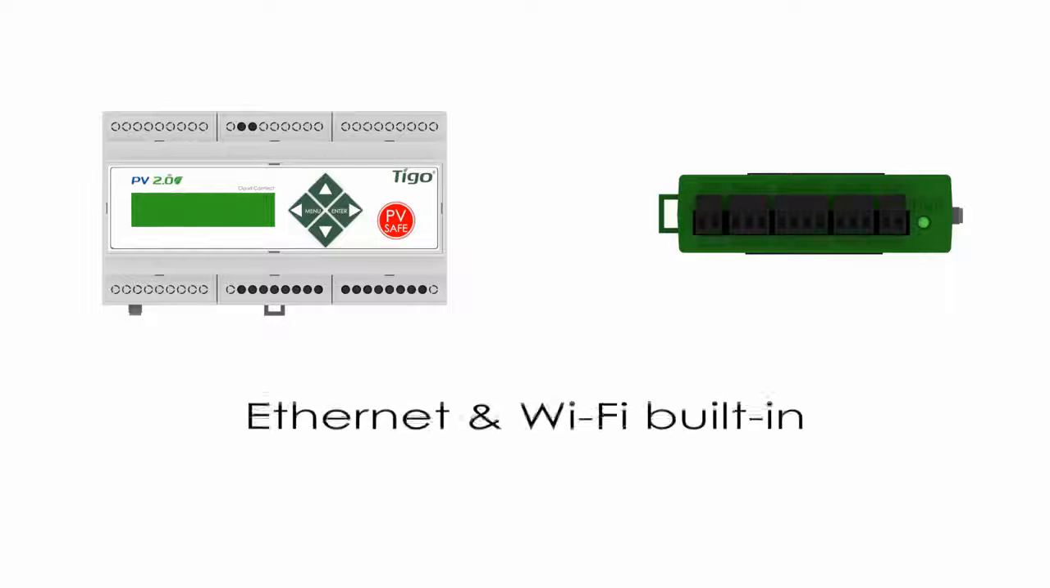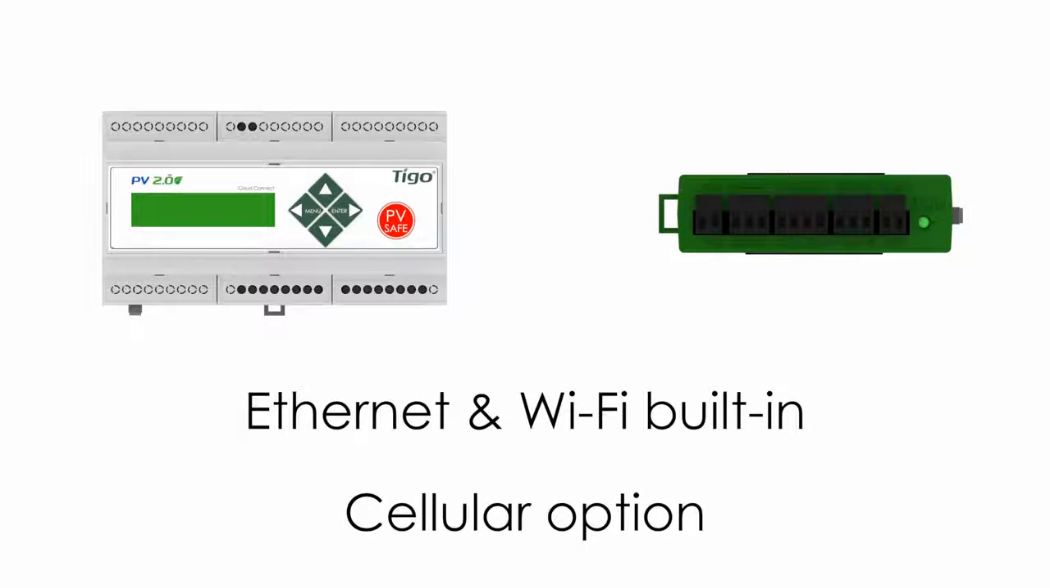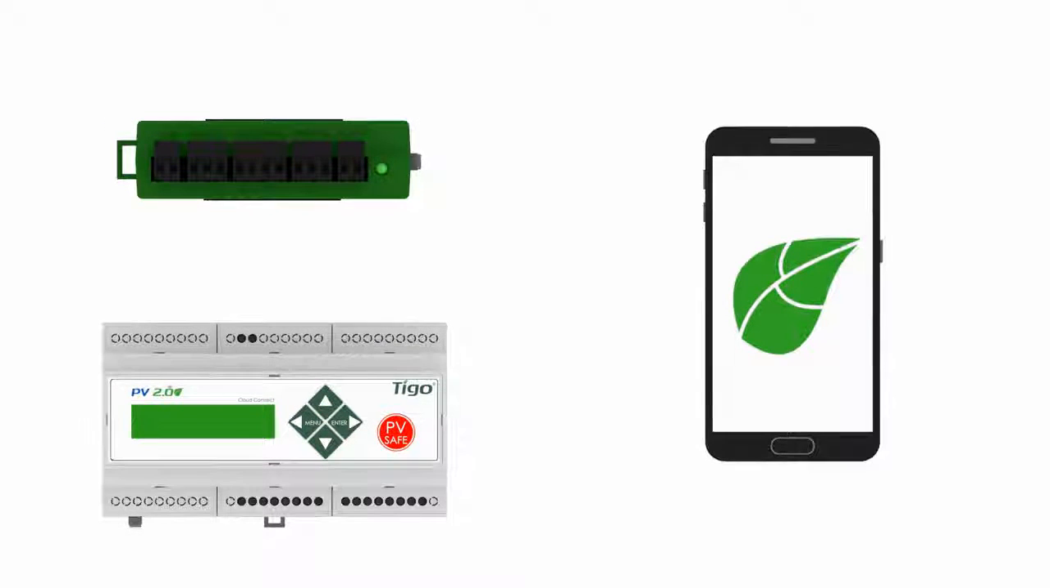Since the Cloud Connect and Cloud Connect Advanced have built-in Ethernet and Wi-Fi, and some are equipped with cellular capabilities, they can be connected to wired or wireless networks. Use the Tigo Smart app to test and configure network settings.